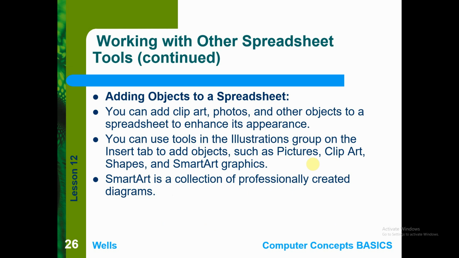Now for adding objects, clip art, photos, and objects, you can put them in between or in any location. It will enhance its appearance to make it more professional looking, not just a wall of text, but a wall of tables. You can use the tools in the illustrations group, the illustrations tab, for adding objects such as pictures, clip arts, shapes, and SmartArt graphics.